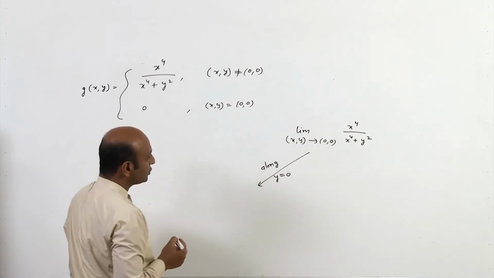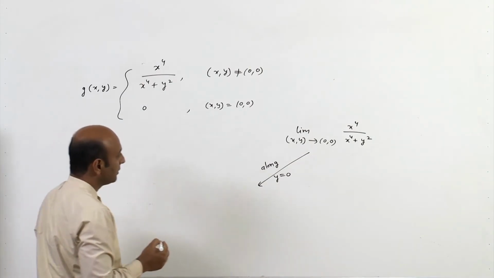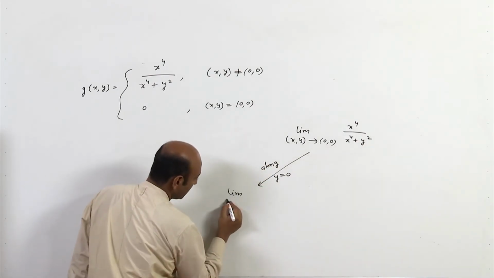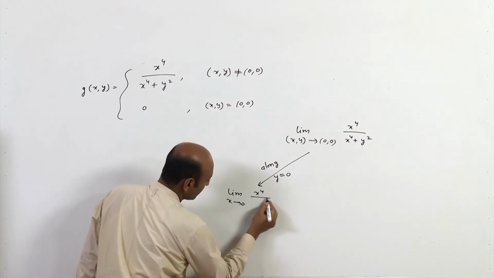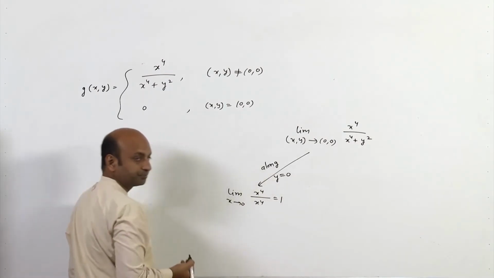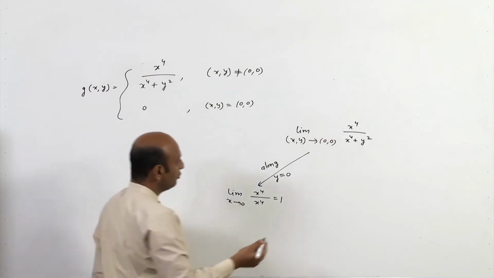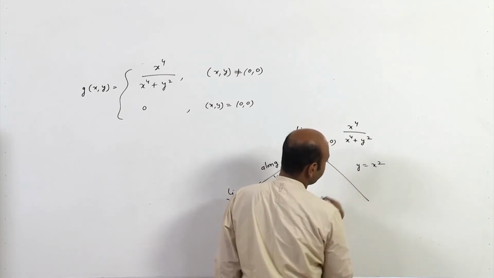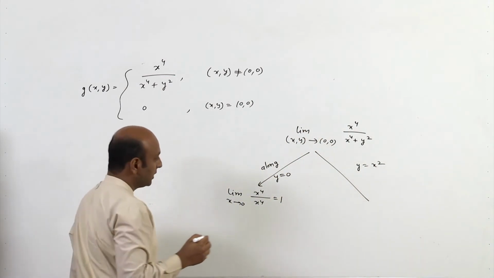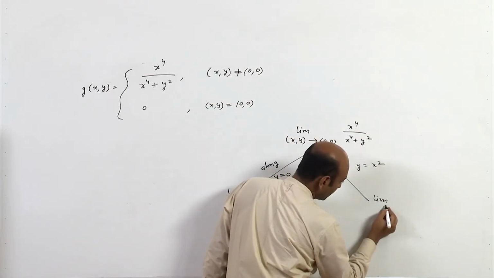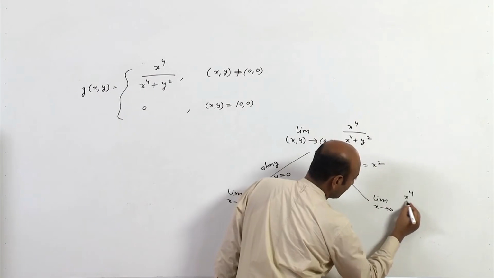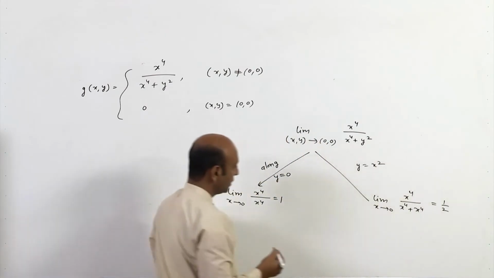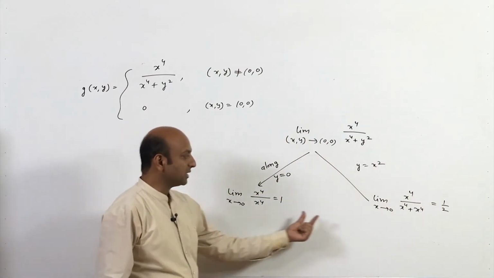So if we move along y equal to 0, what is the value of the limit? When you put y equal to 0 here, then this is limit x tends to 0, x raised to power 4 upon x raised to power 4, which is 1. Okay. Now when you move along, say, y equal to x square, then it is limit x tends to 0, x raised to power 4 upon x raised to power 4 plus x raised to power 4, which is 1 by 2. So from two different paths, values are different.